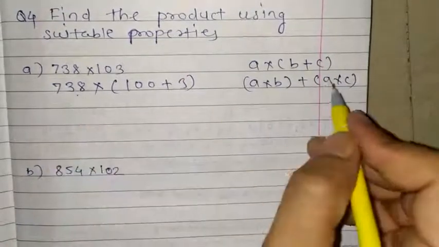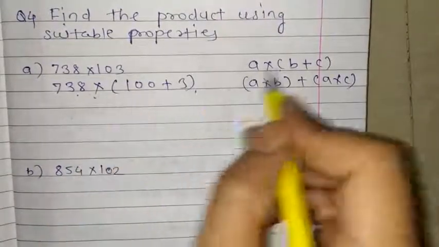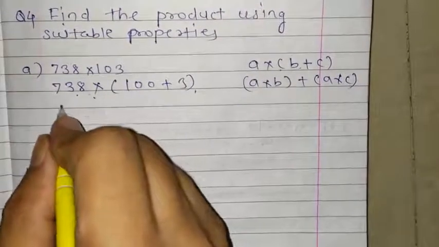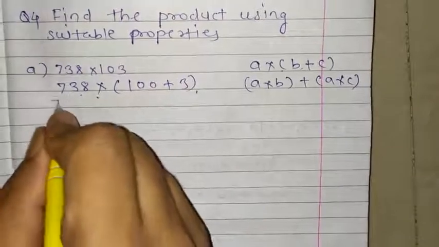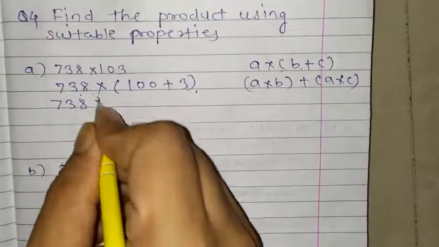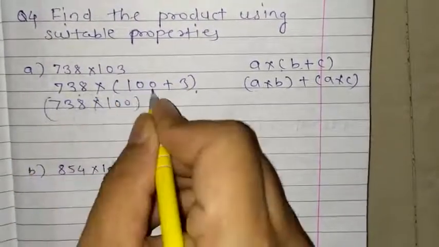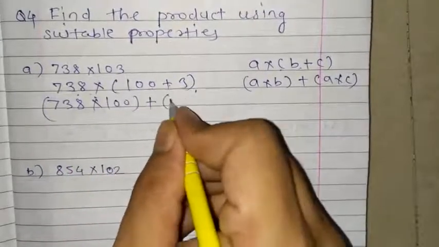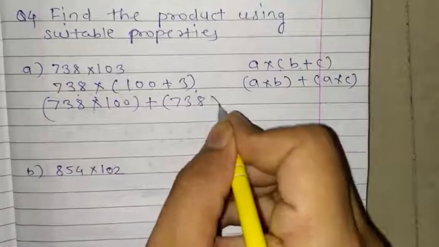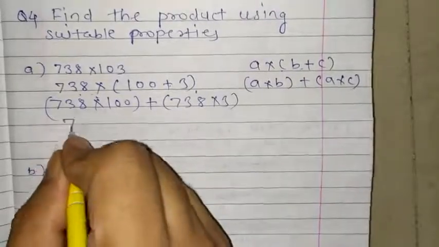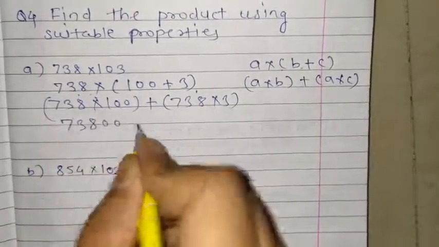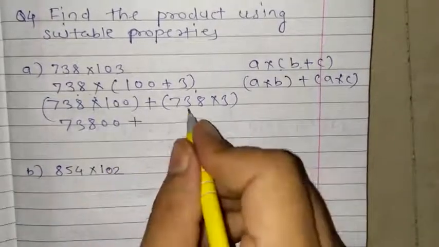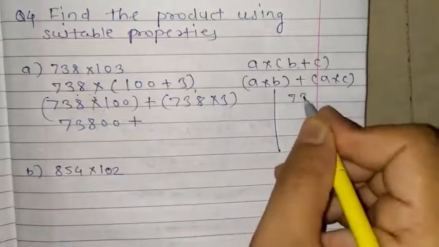So you do the comparison, it is nothing but the same. While solving this, you do the multiplication with 100 first, because if you multiply with 100 it will be quite easy. Then after that give the plus sign. 738 into 3, they give 20 after the number, plus. Here you do the calculation.